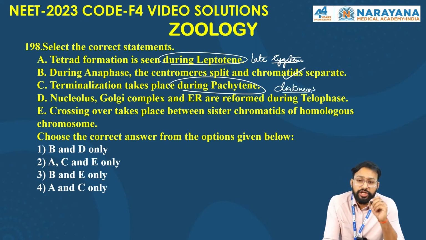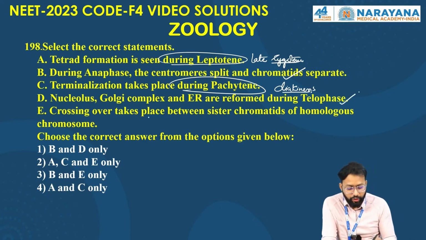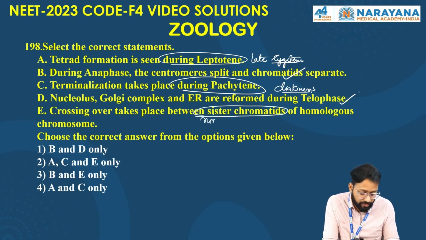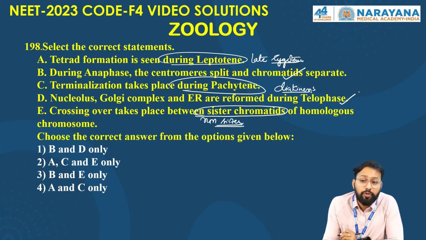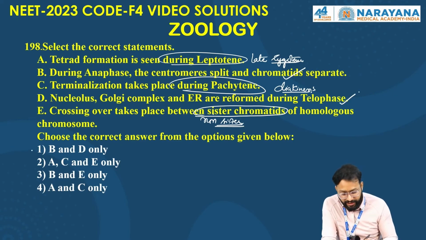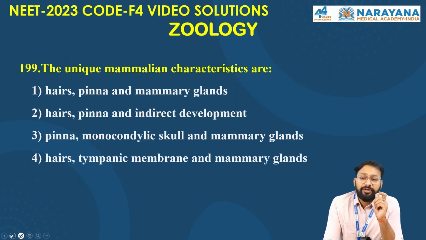Nucleolus, Golgi complex and ER are reformed during telophase, which is correct. Crossing over takes place between sister chromatids? No, it is between non-sister chromatids of the homologous chromosomes. So the correct statements would be B and D only. Option 1.